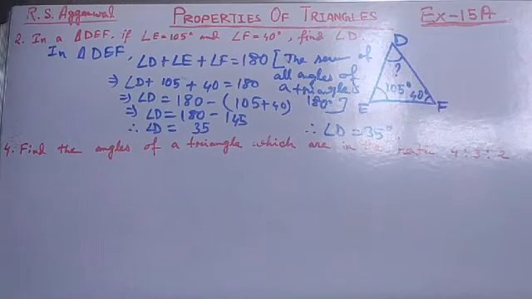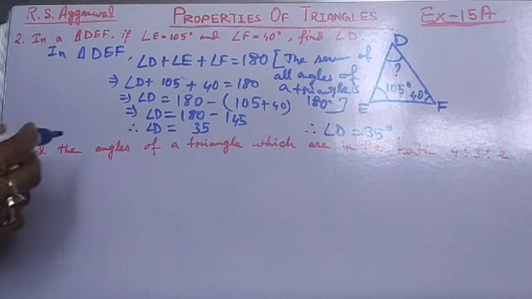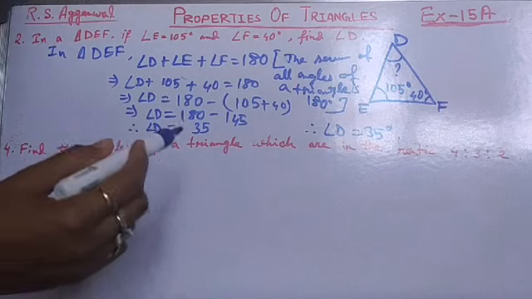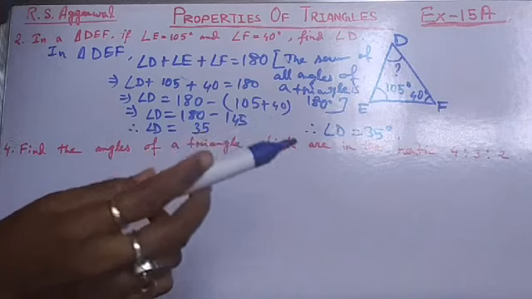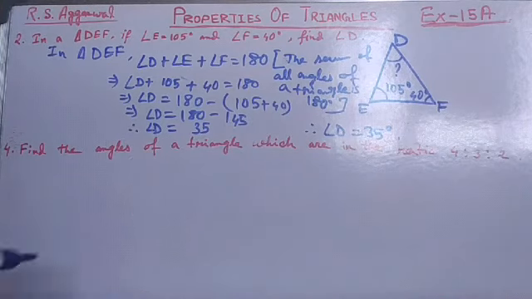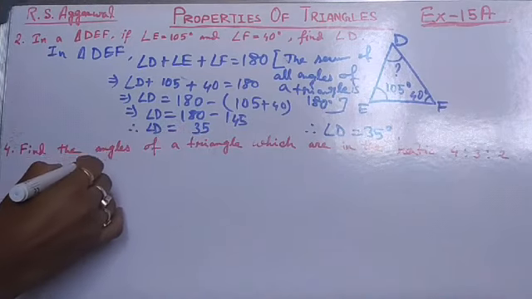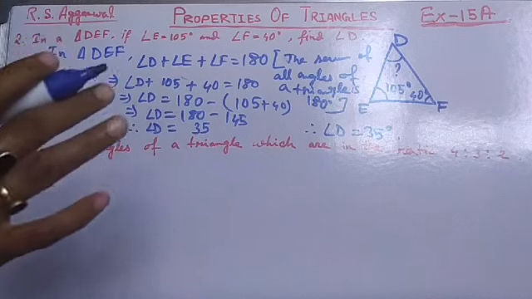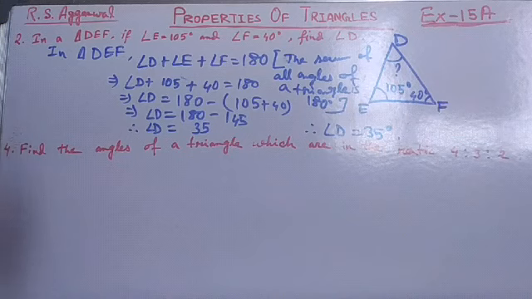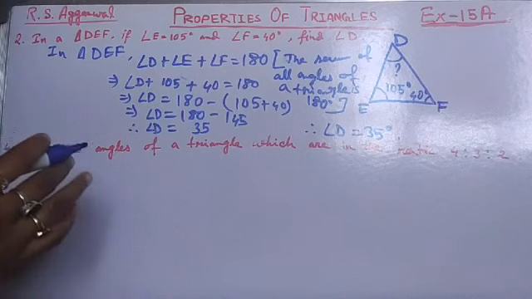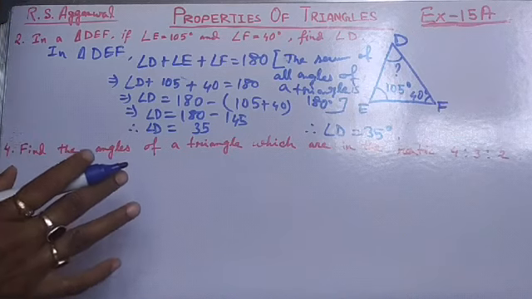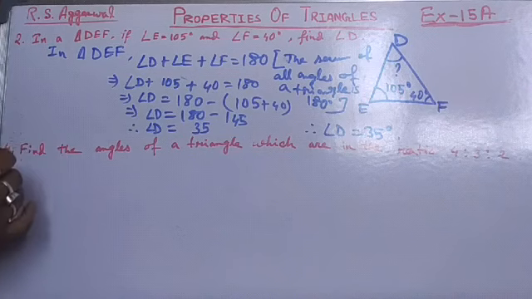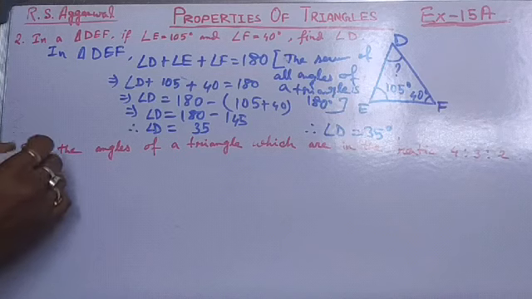Now coming to question number 4. Find the angles of a triangle which are in the ratio 4:3:2. So we have to take the common ratio to be x. Or another process, by taking x this can be solved, or by ratio sum this can be solved. So first I will write the formula of the triangle angle sum property.